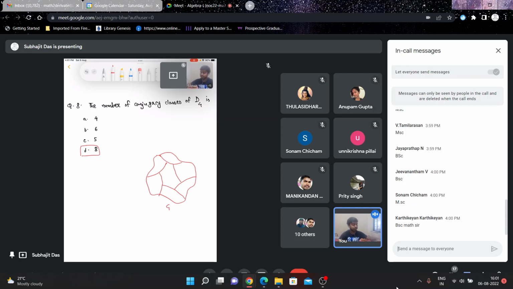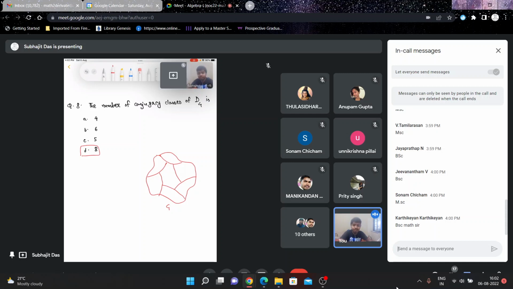Now I am asking whether there can be 8 such equivalence classes. The group itself has 8 elements, and if there are 8 equivalence classes, every equivalence class should be a singleton, right? That is, it should contain a single element. Each equivalence class will contain exactly one element. But is that possible? Is that possible?